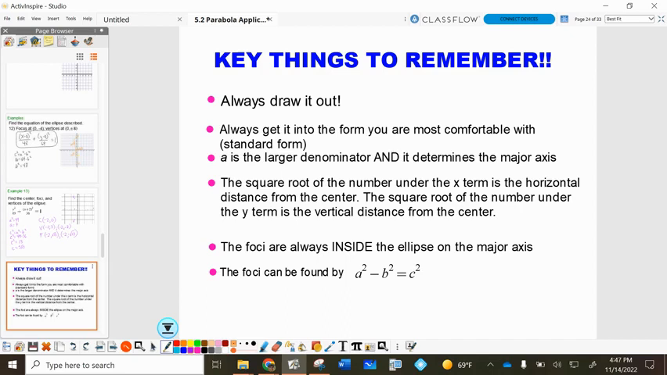The foci are always inside the ellipse on the major axis, and the foci can be found by a squared minus b squared equals c squared.